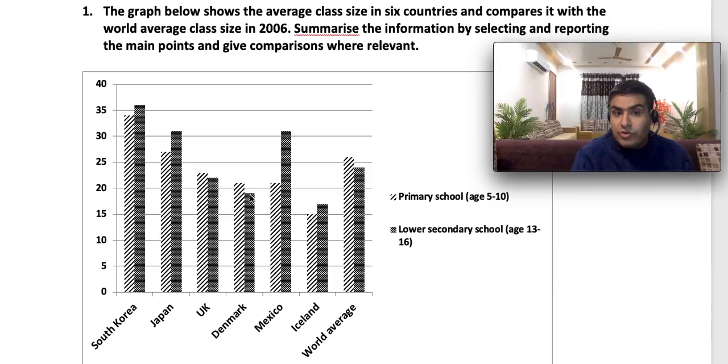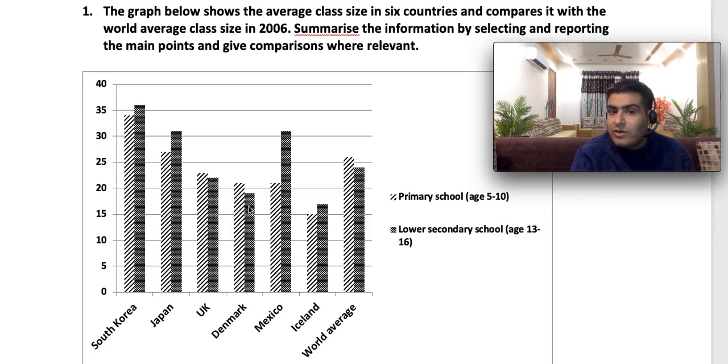The problem here though is students write the connector, but they don't explain why they have used the connector. For example, when I was using on the other hand, I just now told you why I'm writing on the other hand. So the line would come like this: on the other hand, in these countries, the primary school class size is greater than the secondary school class size, and then I'll give their data, and then finally I'll mention the world average too. The world average for primary school is this, and it's slightly higher than the lower secondary school class size at this. Okay, now you've looked at all that.